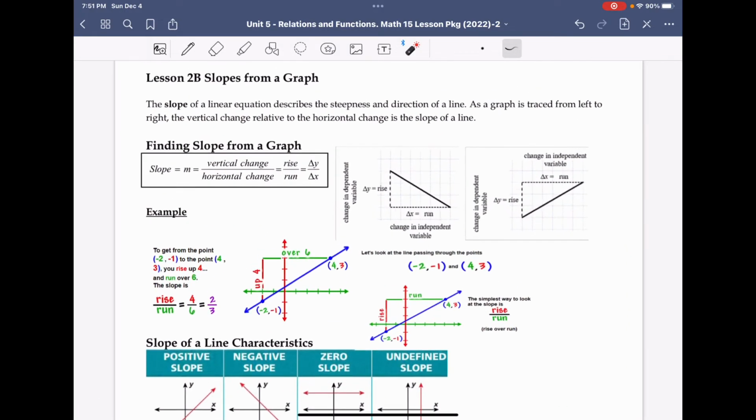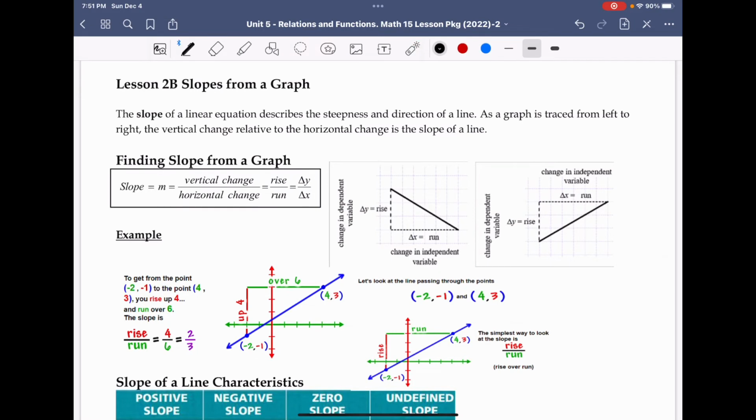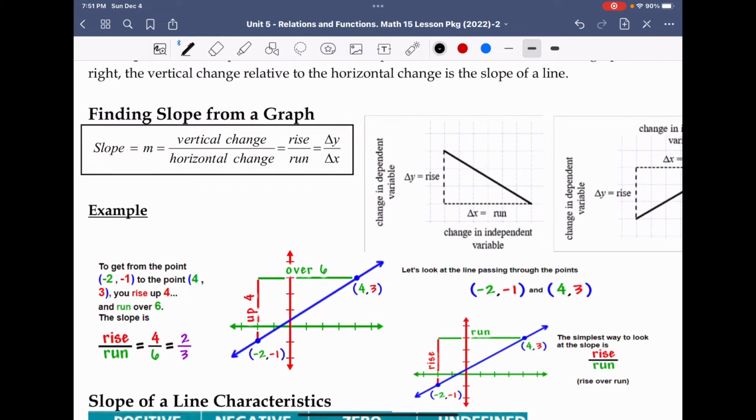All right, now if we move on to slopes from a graph, which is part B of this lesson, we're going to deal with specifically what constitutes slope. We've talked about this in the previous lessons, but we just want to get it really specific and really interpret what's happening with slope. So finding a slope from a graph, well, slope is always denoted by m, and it's our vertical change over our horizontal change, or the rise over run.